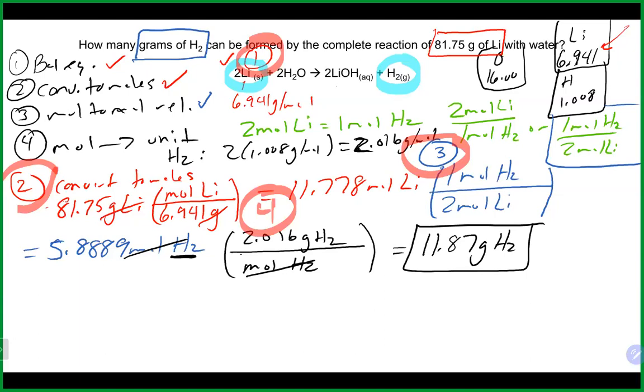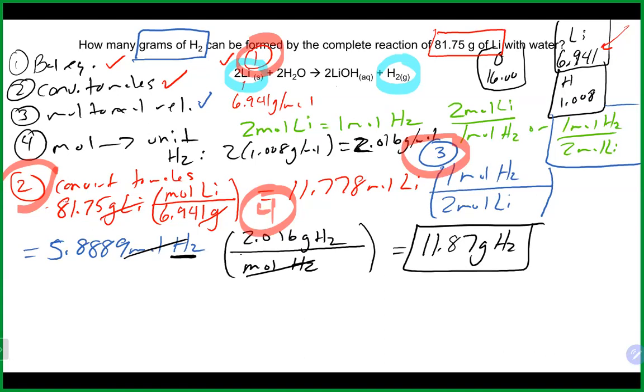What this really means in real life is if you did this reaction, you tossed in there 81.75 grams of lithium. The reaction went perfect. You weren't a klutz and spilled anything. You should get out of that reaction 11.87 grams of H2 produced in this particular reaction. It is sometimes referred to as the theoretical yield. It's like your maximum amount that you should get out if everything went perfect. Any questions on that one there?